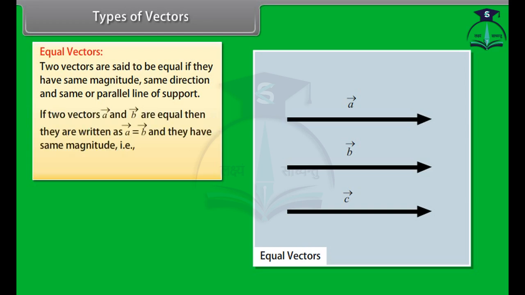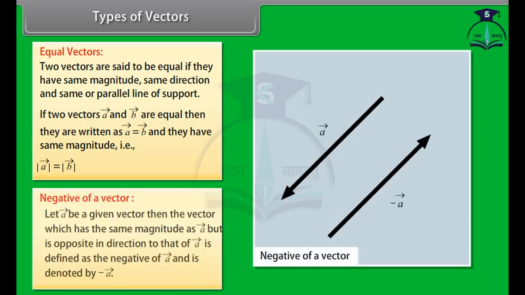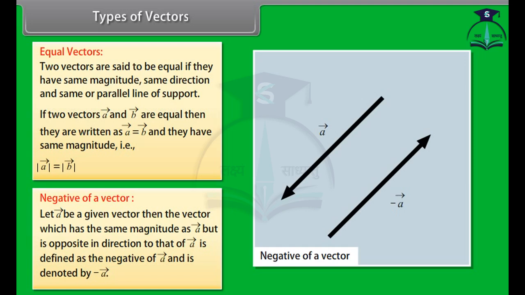If two vectors A and B are equal, then they are written as vector A equals vector B, and they have the same magnitude, that is, mode of vector A equals mode of vector B. Negative of a vector. Let vector A be a given vector, then the vector which has the same magnitude as vector A but is opposite in direction to that of vector A is defined as the negative of vector A and is denoted by minus vector A.